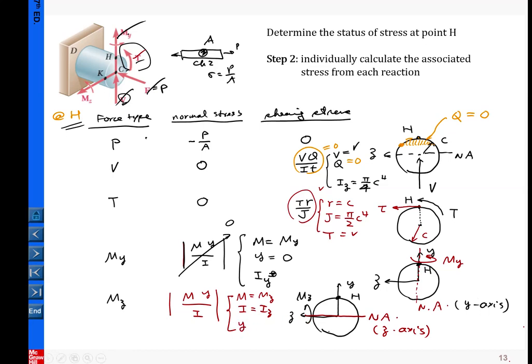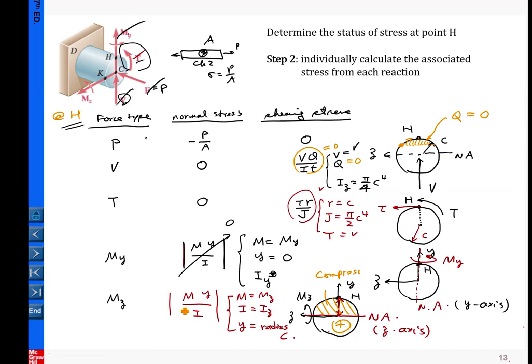Okay, and then what is y? Y is the distance measured from the point where h is to the neutral axis. So that is this distance, which is our radius, c. Okay, so that is the magnitude you determined. Then we can determine whether it's tension or compression. From this case, you can see the upper portion should be in compression, and the lower portion should be in tension.